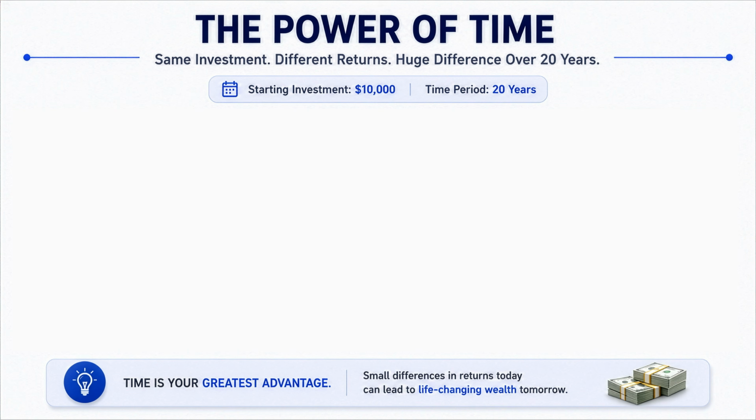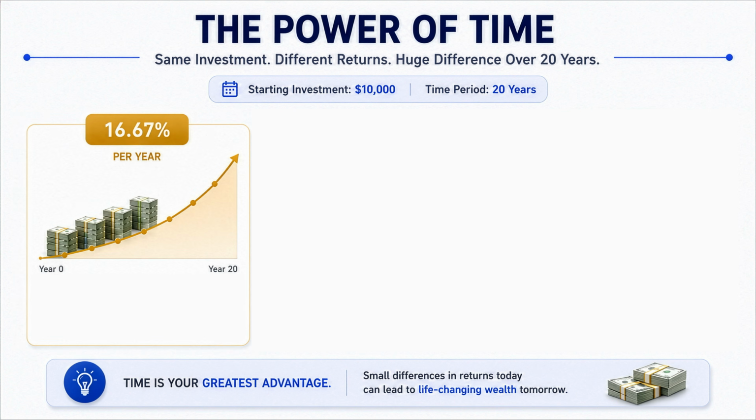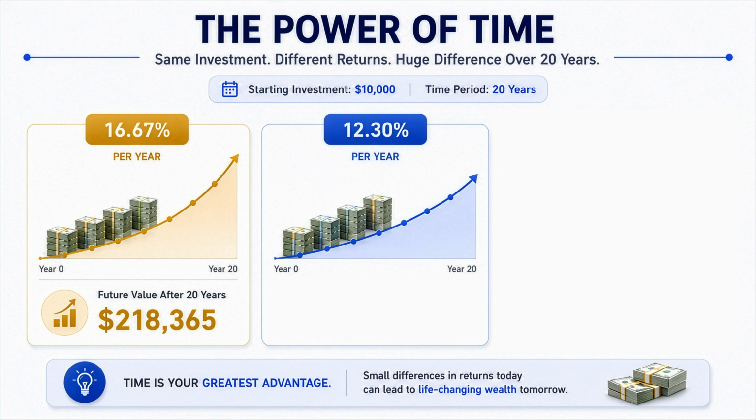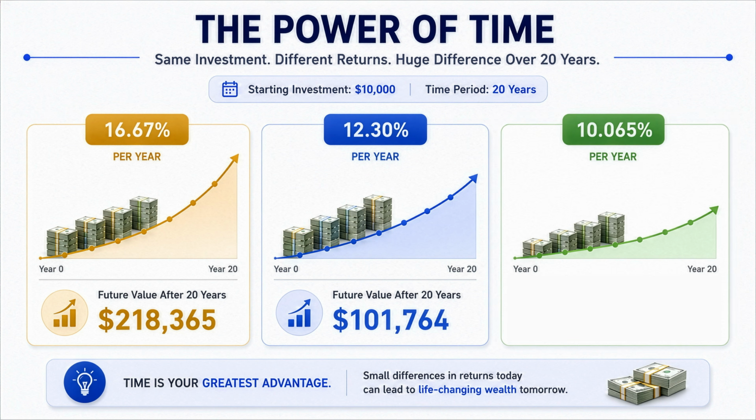Let's see what that means over 20 years. At 16.67%, that $10,000 investment would grow to about $218,000. At 12.3%, it would grow to about $101,764. And at 10.065%, it would grow to about $68,000.